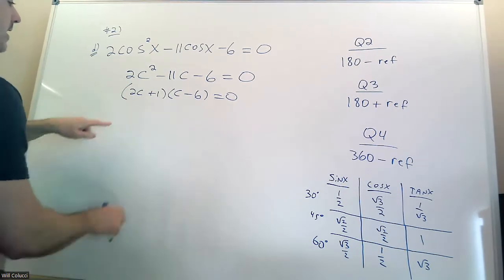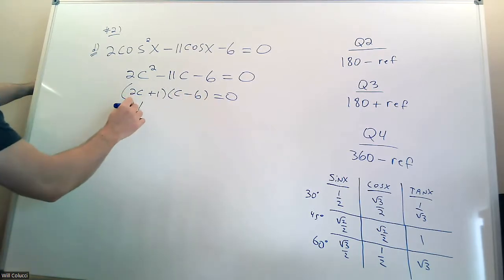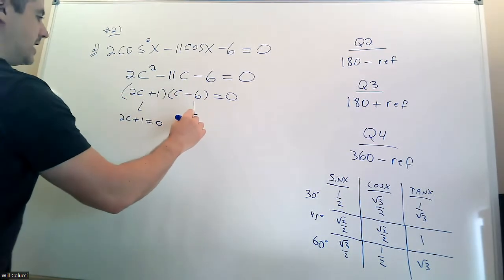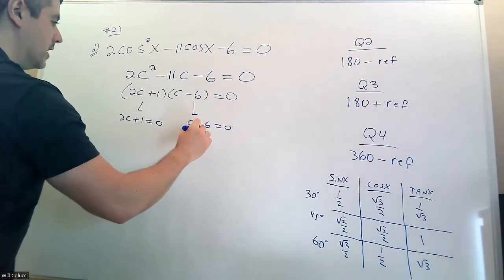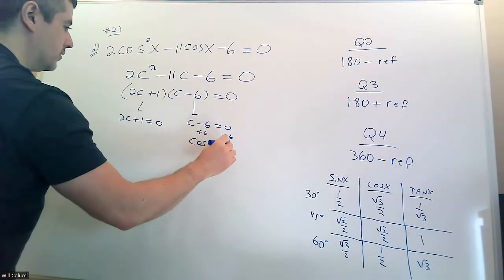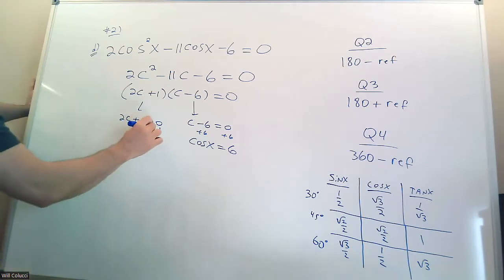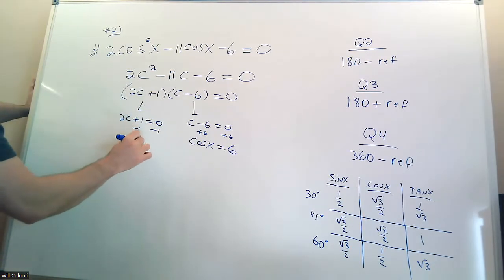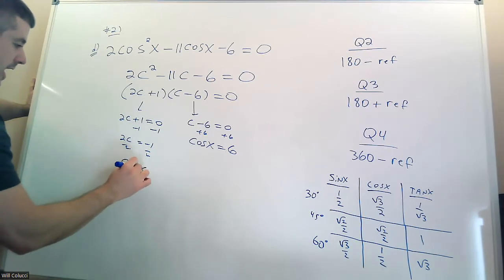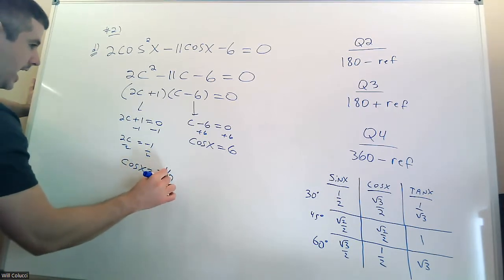All right, so now, like I said, if the product of two things is 0, then one of them must be 0. So set each one equal to 0. Here you're going to add the 6 over. Cosine x equals 6. Over here, subtract 1. Divide by 2. All right, this part's easy. So you get cosine x equals negative 1/2.